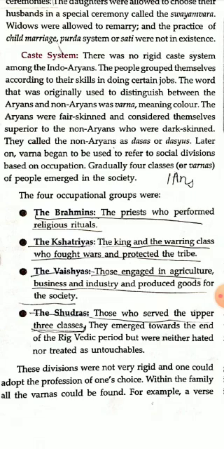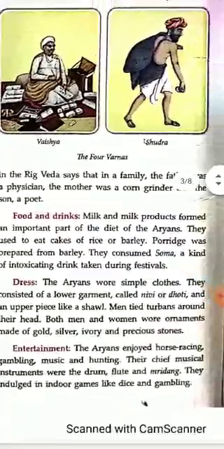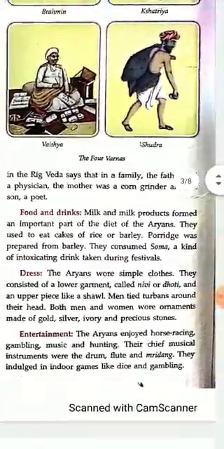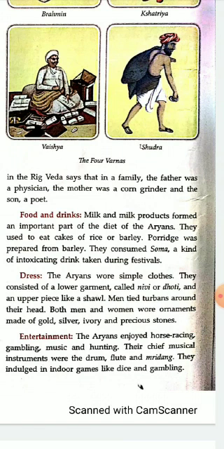For example, a verse in the Rig Veda says that in a family, the father was a physician, the mother was a corn grinder, and the son a poet. So, in a family, you could find people who did different types of jobs.